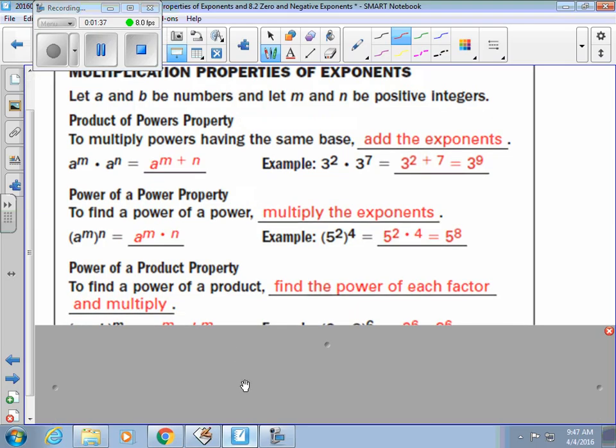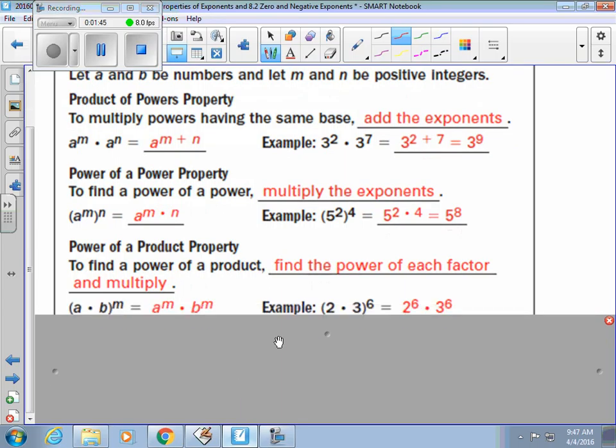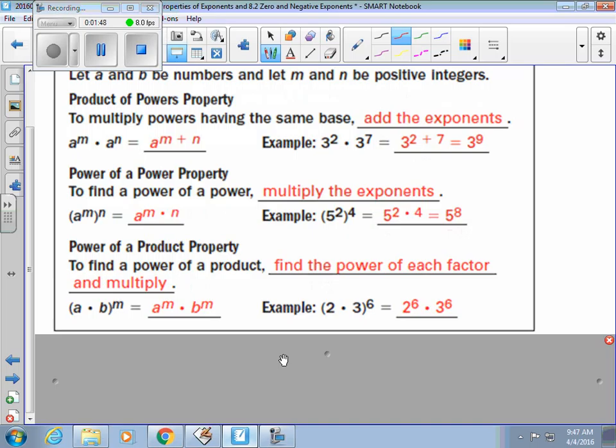And then the power of a product property says find the power of each factor and multiply. The example is a times b, to the m, is a to the m times b to the m. A lot of students like to think of this last one as the distributive property. You raise a to the m and b to the m. It acts a whole lot like the distributive property. It's not called the distributive property, and if you try to write it as the distributive property, it will be wrong. But logically, it's an easy way to think of it.